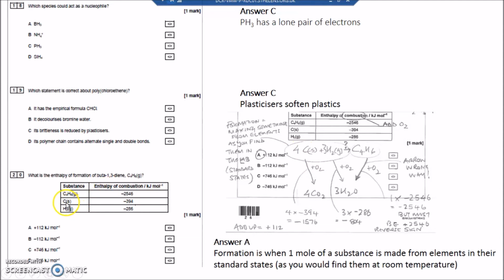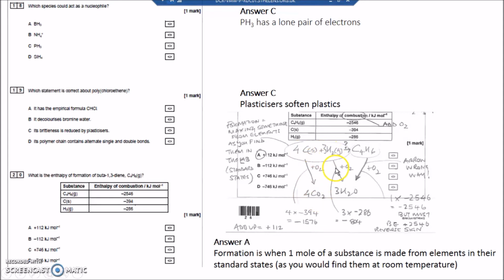I've been given the enthalpy of combustion of carbon. So enthalpy of combustion. Combustion means a reaction with oxygen. So I've reacted the carbon with oxygen to make carbon dioxide. If it's complete combustion, I've got plenty, full supply of oxygen. So I've added oxygen and made carbon dioxide. 4 carbons would make 4 lots of carbon dioxide. Okay, we'll work out what the enthalpy change for this is in a minute.